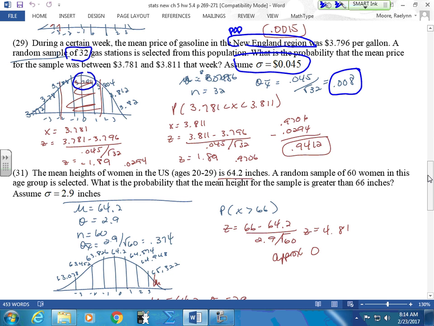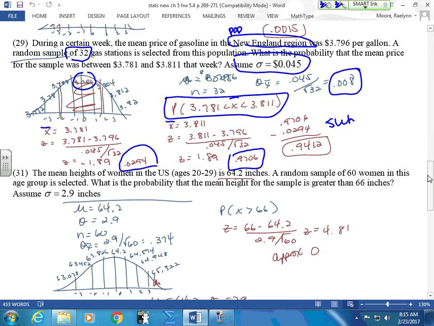So again, an in-between says take the value for x, each one, these are really my sample means, take the value for your sample means, find the z-score, find the z-score for the other one, find their areas, and subtract their areas, not their z-scores.